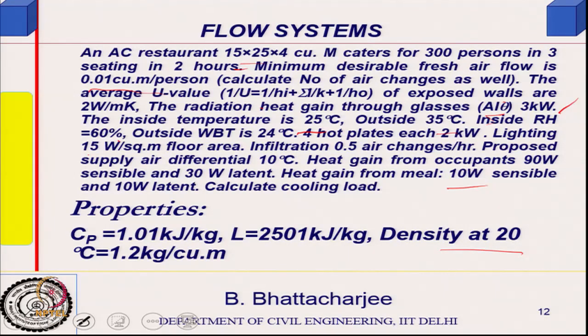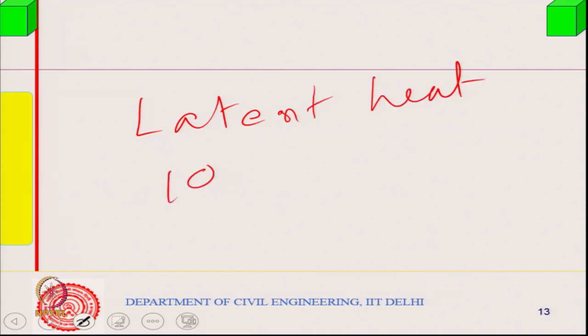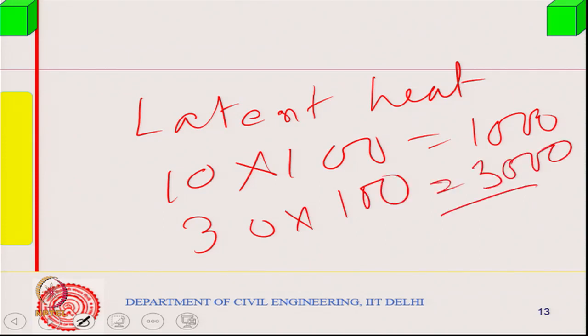Only two sources. One is the number of persons, the other is the meal. From the meal it comes to 10 into 100, because 100 persons are sitting at a time, so 1000, and every person gives 30 watts, so 30 into 100, that is it only. So it is only 4000 watts.